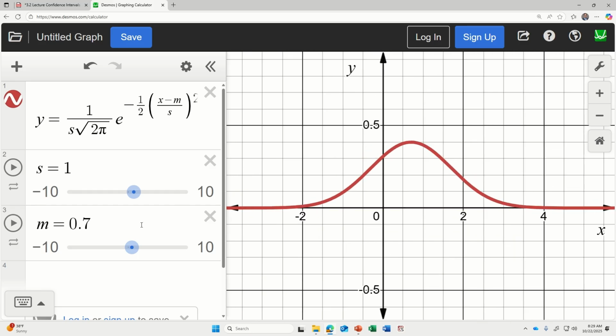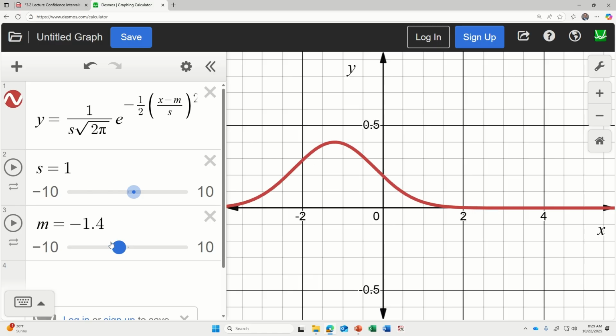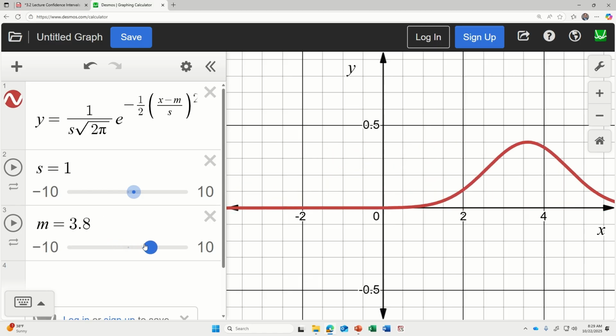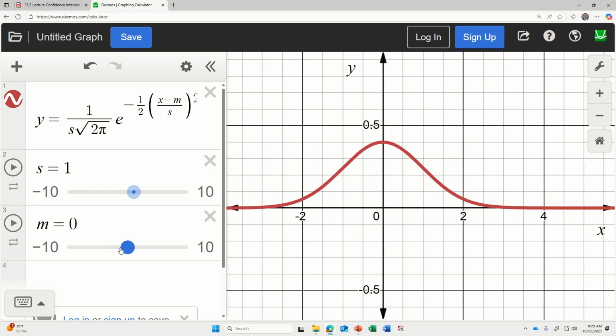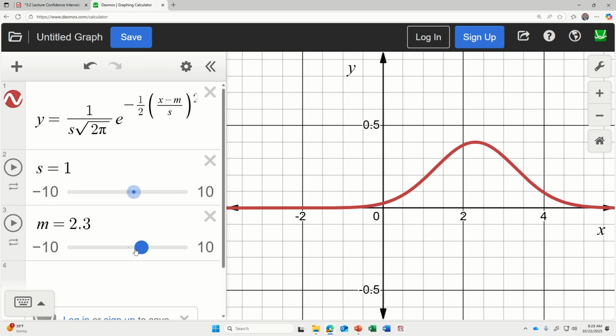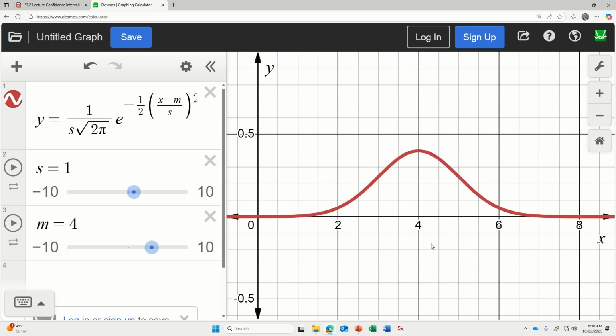You can see that if I change the mean, what is it doing? The mean just moves my normal distribution left or right along the x-axis. So the mean is like the center of this distribution. If I set the mean equal to the number 4, then voila, the center of the distribution is around the number 4. The standard deviation does this.